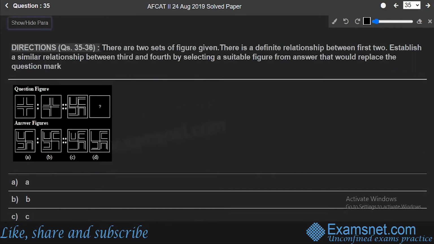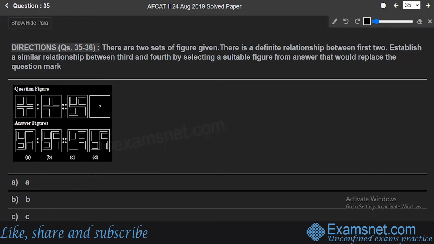So in this question 35 and 36, there are two sets of figures which are given to you. There's a definite relationship between the first two. Then you have to establish a similar relationship between the third and the fourth, by selecting a suitable figure from the answer. Okay, let's start.